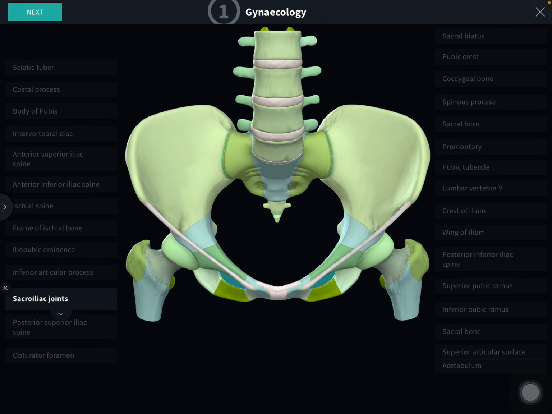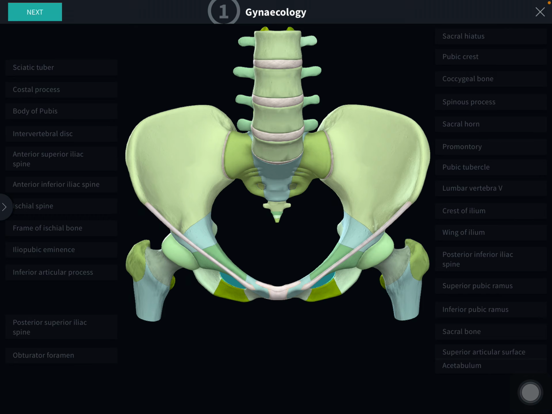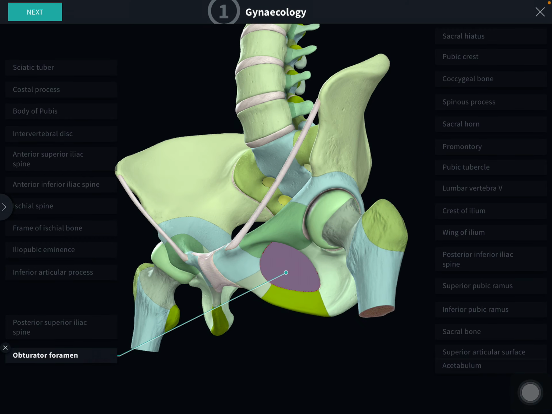So sacroiliac joint: articular surface of the sacrum, articular surface of the ilium, articular surface of the sacrum again, and articular surface of the ilium. Now we will see the next point, posterior superior iliac spine. This is the obturator foramen.